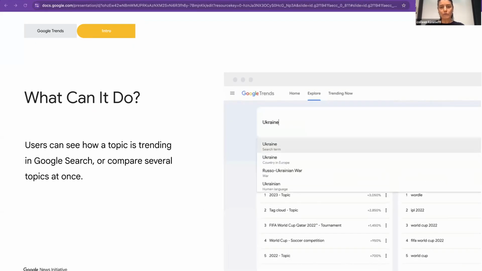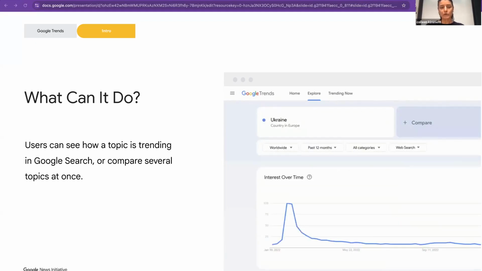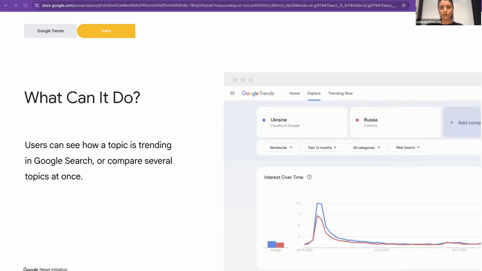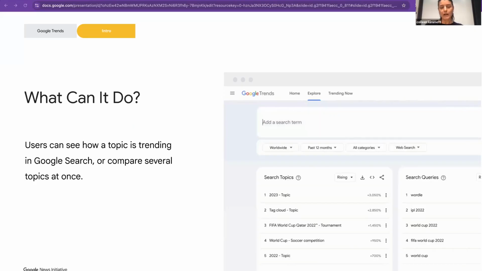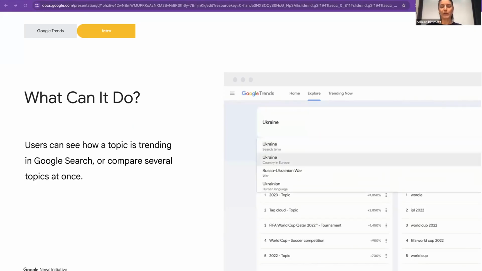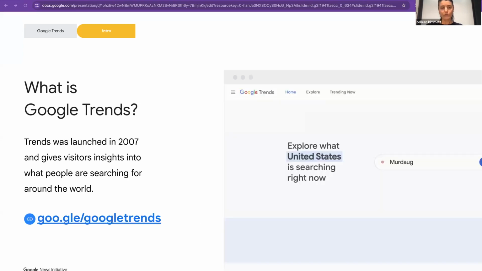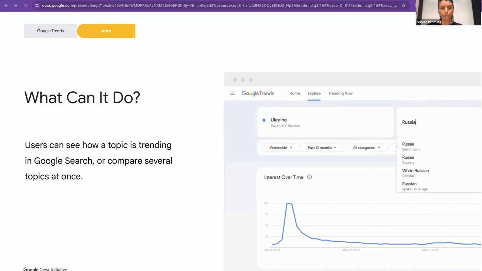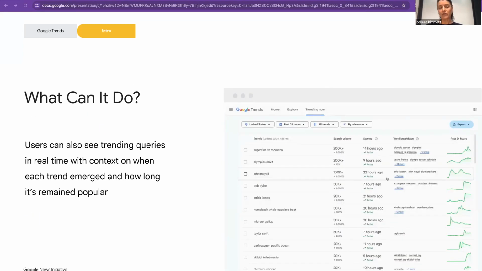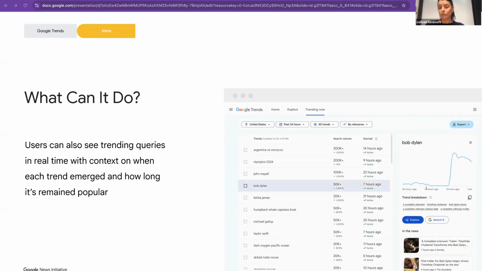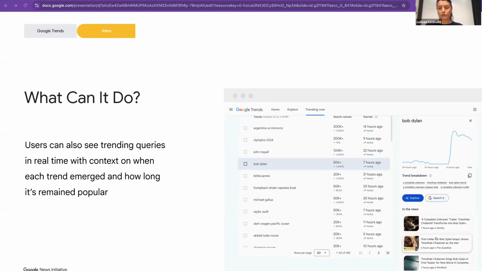So, some key features of Trends: users can see how a topic is trending, so when it's reached peak search interest, or how search interest in a topic compares to other topics. Users can also see what's trending now, so trending queries in real time, with context on when each trend started, how long it's remained popular, and what the trajectory of the search interest in it is.